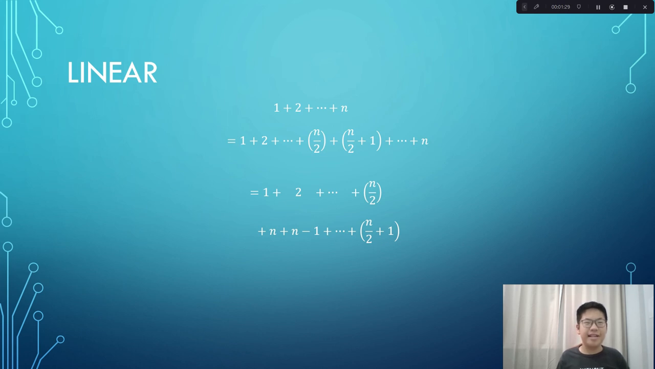n plus 1. And there are n over 2 n plus 1s, so we can write this as n over 2 times n plus 1, which equals n times n plus 1 over 2. This is probably how you learned how to derive it, so let's talk about another method.